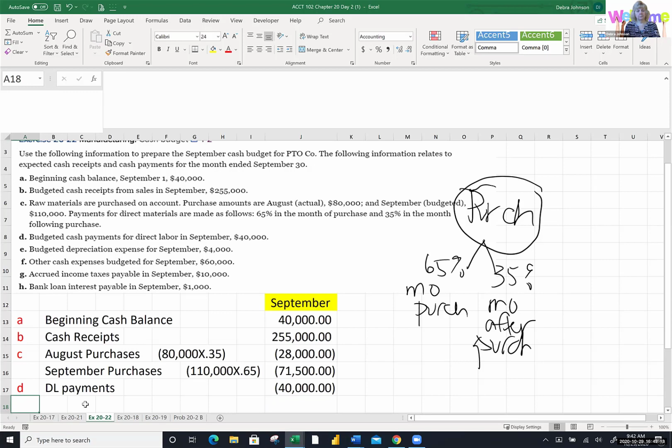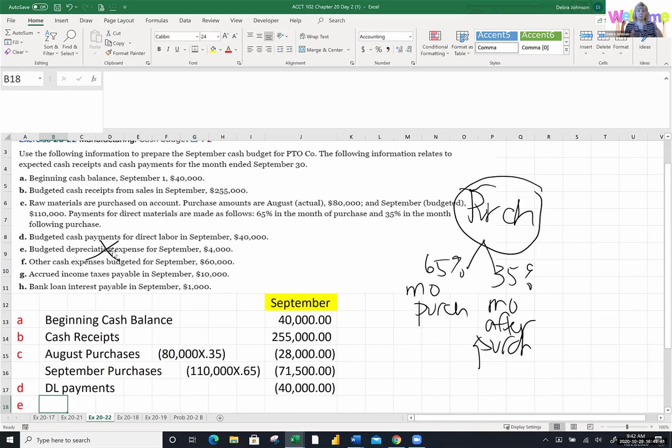Here's a curveball. Letter E. Remember what we are doing. We are doing a cash budget. Moolah, dinero, dollars going out, cash. Depreciation is not a cash expense. I'm going to put an X through it. Depreciation is not a cash expense. I want you to think about that.